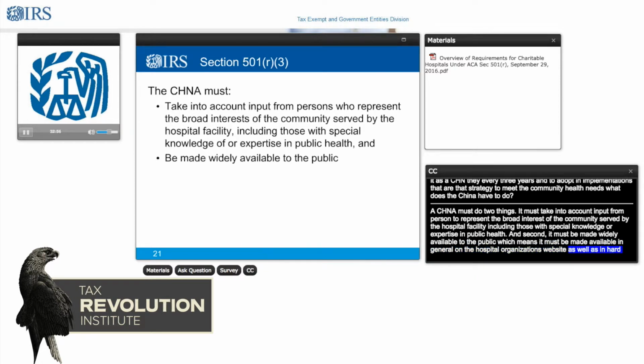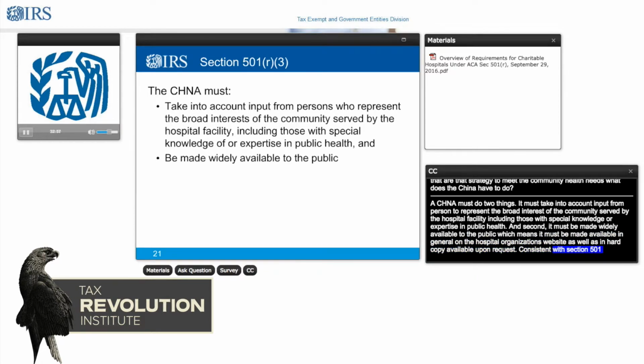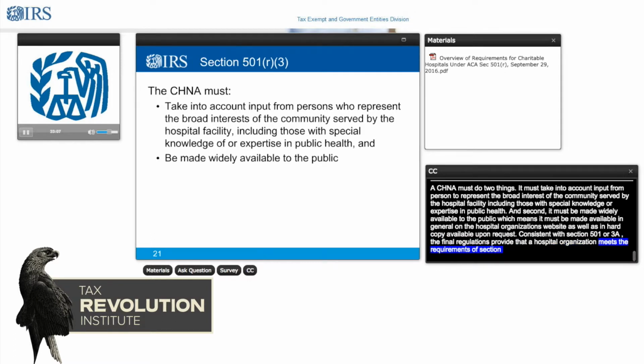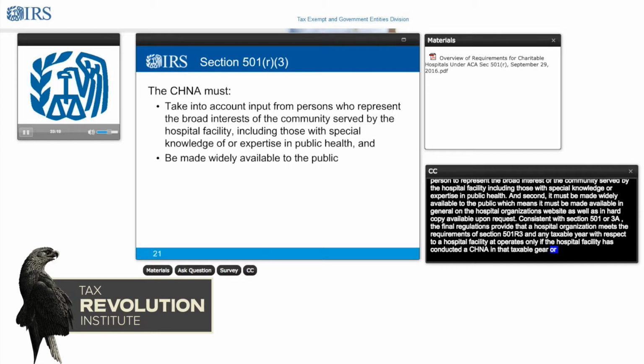Consistent with Section 501(r)(3)(A), the final regulations provide that a hospital organization meets the requirements of Section 501(r)(3) in any taxable year with respect to a hospital facility it operates, only if the hospital facility has conducted a CHNA in that taxable year or in either of the 2 immediately preceding taxable years. In other words, a CHNA must be conducted once during any given 3-year tax period that starts with the first tax year beginning after March 23, 2012.